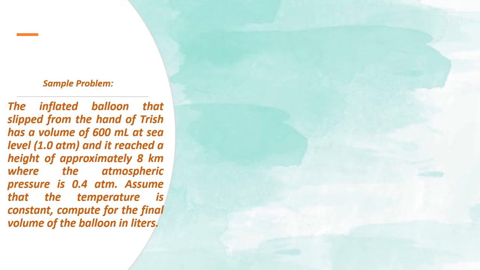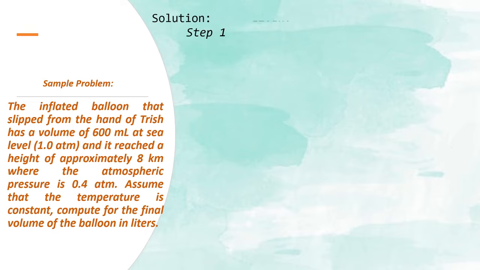The inflated balloon that slipped from the hand of Trish has a volume of 600 ml at sea level, which is 1 atmosphere, and it reached a height of approximately 8 kilometers where the atmospheric pressure is 0.4 atmosphere. Assume that the temperature is constant. Compute for the final volume of the balloon in liters. Maaari mo nang i-pause ang video, learner.